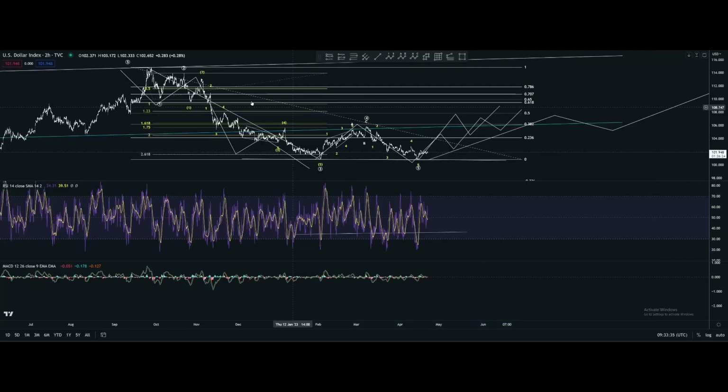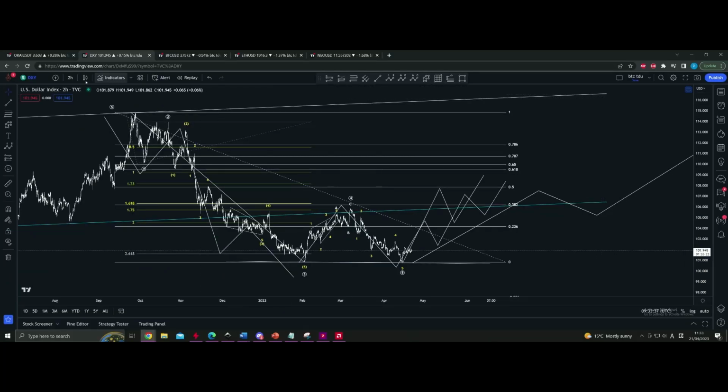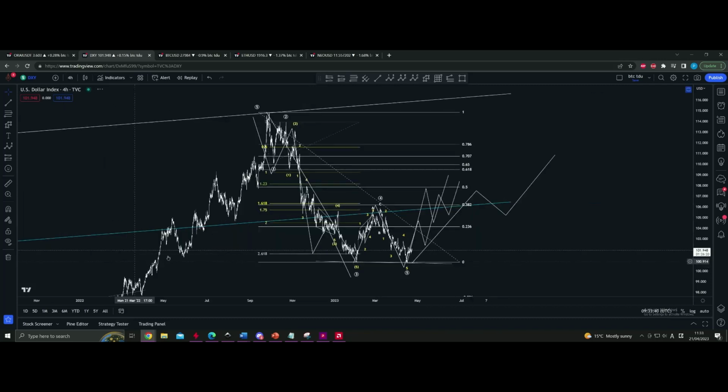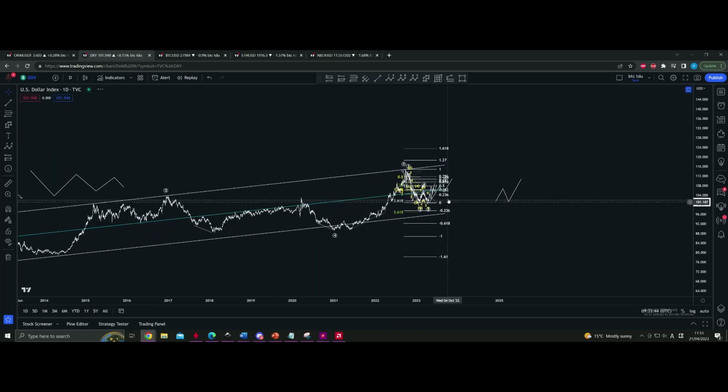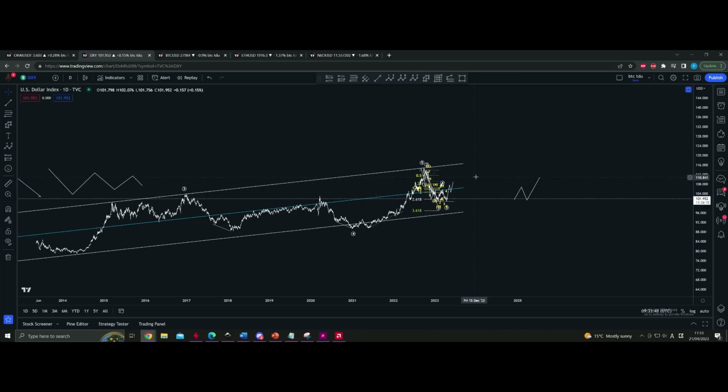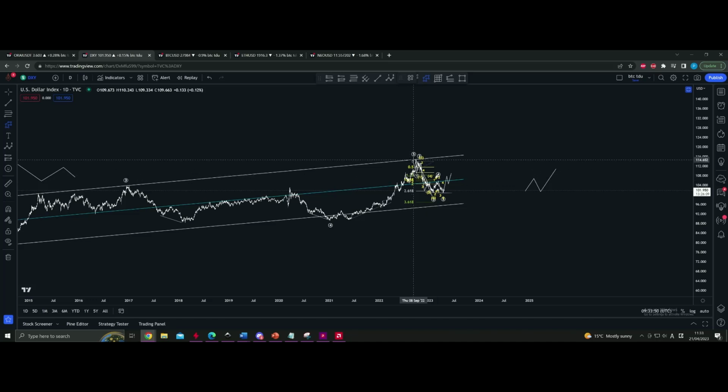So the macro scale, okay, a lot of mess now. So after this move, I'm expecting a further development of the dollar downwards.